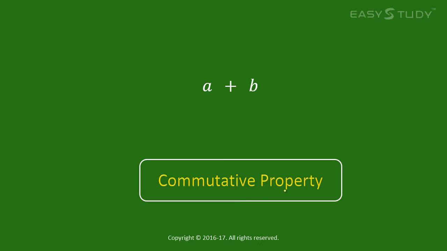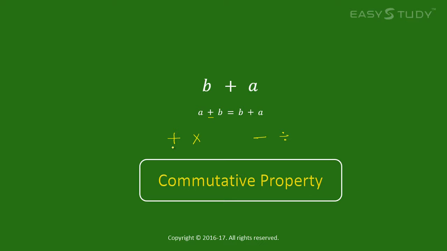According to commutative property, if we change the order of the numbers and if it is producing the same result, that is, if a plus b is equal to b plus a, then we can say addition is following commutative property. In this video, you will learn that addition and multiplication, they follow commutative property, while subtraction and division, these two operations, they do not follow commutative property.